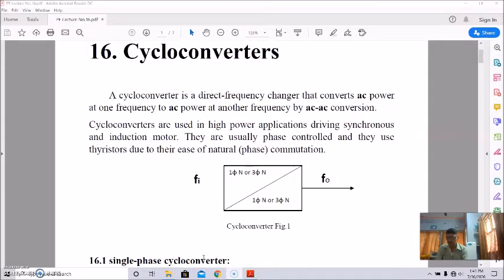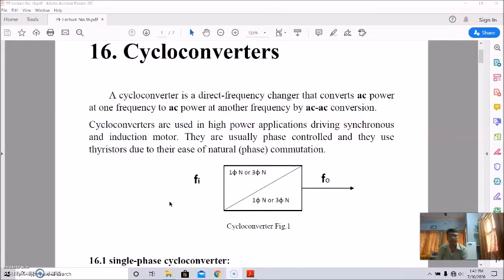In the last class of power electronics and drives, we discussed the cycloconverter, single phase cycloconverter circuits, operations, waveforms, and different types of single phase cycloconverter, bridge type, mid center type, etc. So now we have a quick recapitulation of the last class discussions.